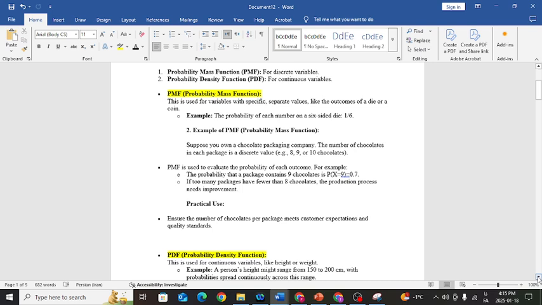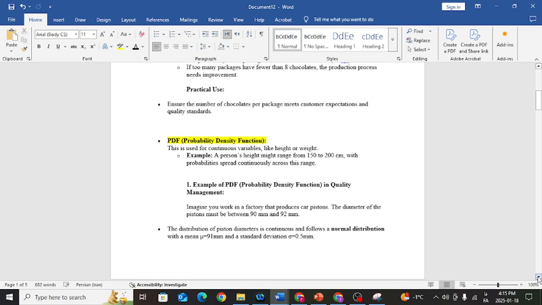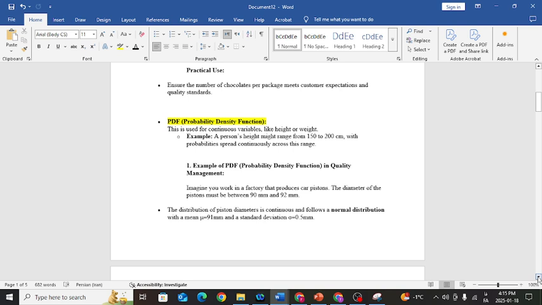Ensure the number of chocolates per package meets customer expectation and quality standards. The next one is PDF, which means probability density function. This is used for continuous variables like height or weight. For example, a person's height might range from 150 to 200 centimeters, with probability spread continuously across this range.